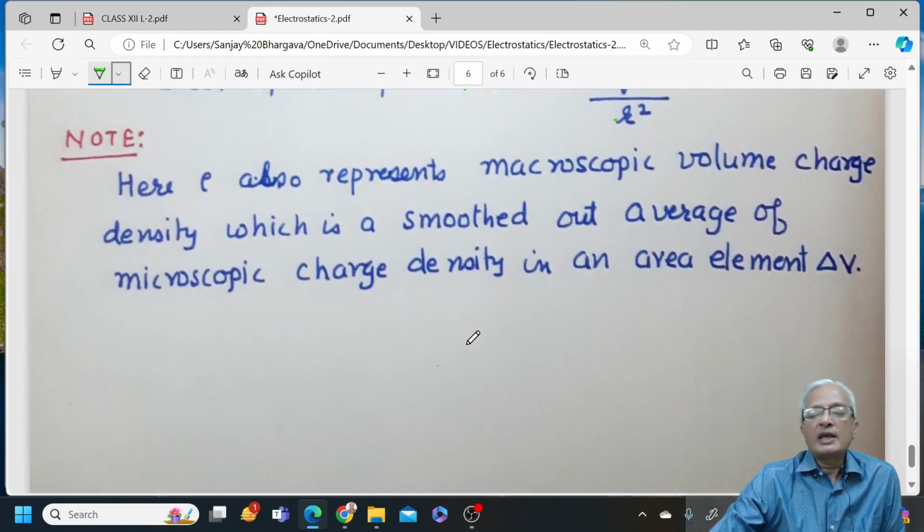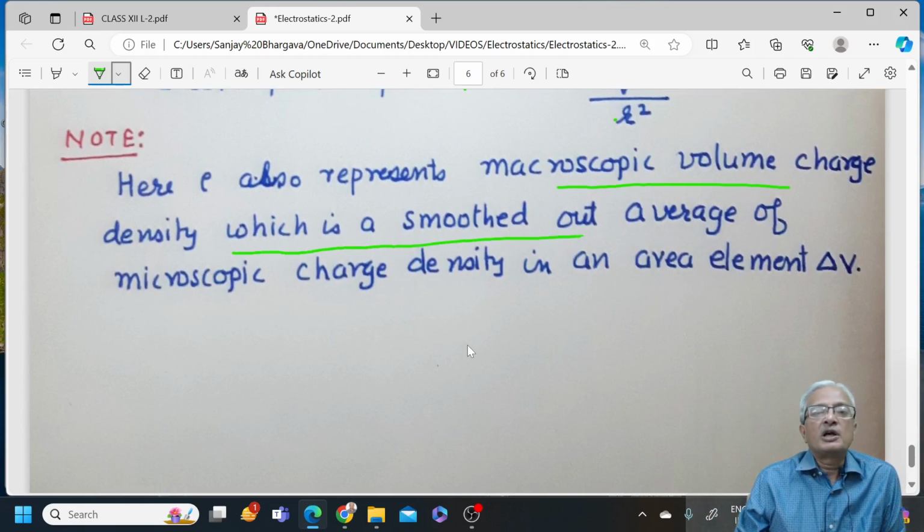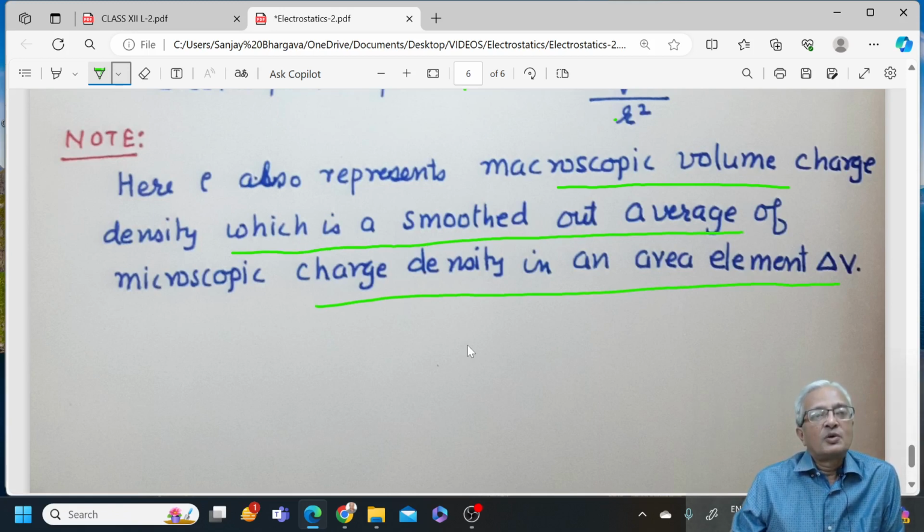Now once again I can say the charge density rho also represents macroscopic volume charge density, which is nothing but a smoothed out average of microscopic charge density in small volume elements delta V. Here also we are ignoring the concept of quantization at the macroscopic level, and we are ignoring the discontinuities present at the microscopic level of charges.